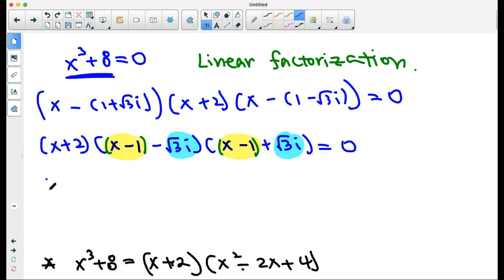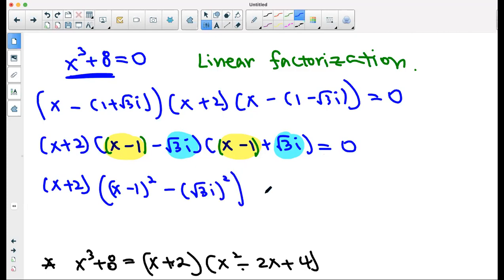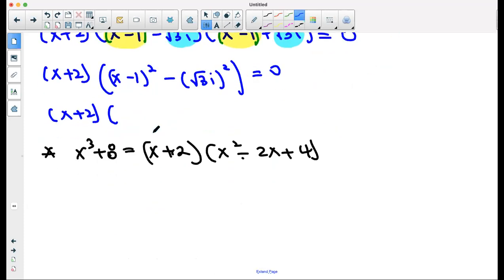So my first one is still x plus 2. Now when I do the difference of squares, I get x minus 1 squared minus radical 3i squared. Is that clear, guys? Then my first one is what? X plus 2. That's fine. How about the second one? The second one equals x squared minus 2x plus 1, would you agree, when I expand the x minus 1 squared?